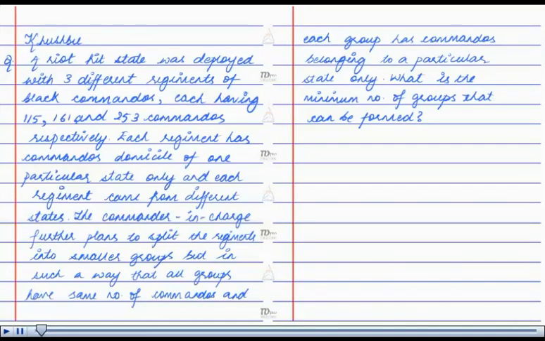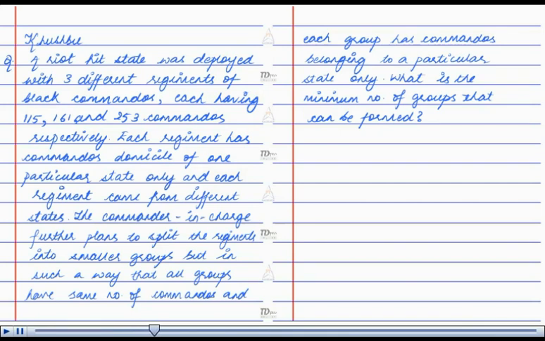Hello, I'm Khushbu. The question is, a riot-hit state was deployed with 3 different regiments of black commandos, each having 115, 161 and 253 commandos respectively. Each regiment has commandos domiciled of one particular state only, and each regiment came from different states.